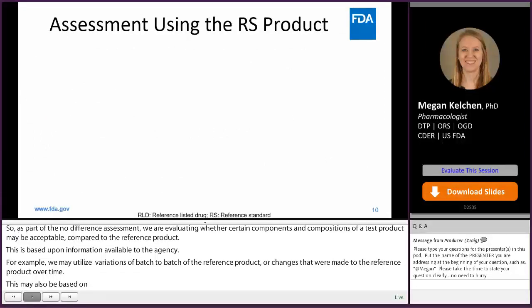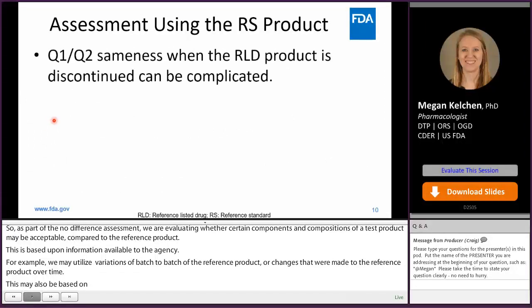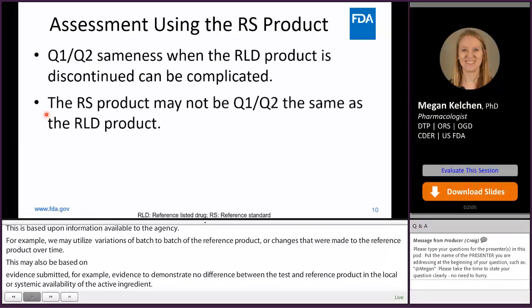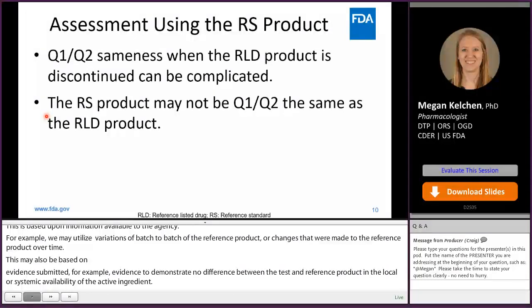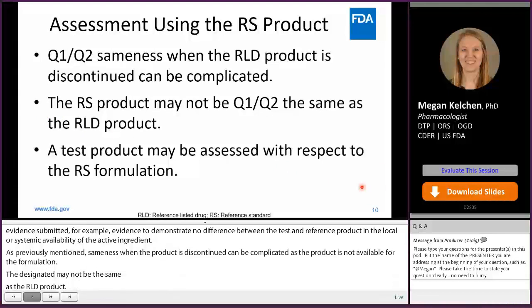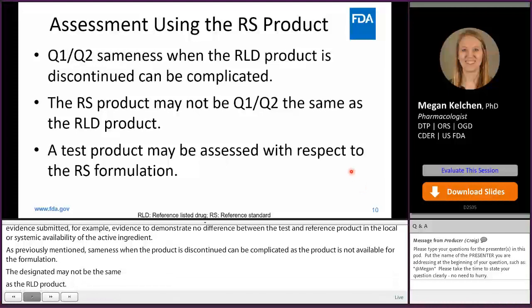As previously mentioned, Q1 Q2 sameness when an RLD product is discontinued can be complicated as the product is not available for deformulation. The designated RS product may not be Q1 Q2 the same as the RLD product. When the RLD product is discontinued, a test product may be assessed under the no difference standard with respect to the RS formulation.